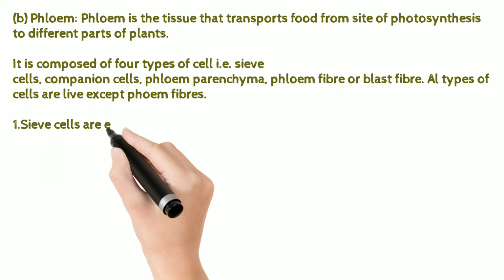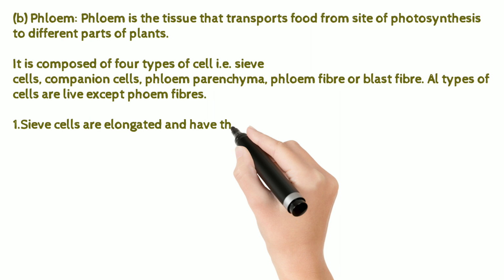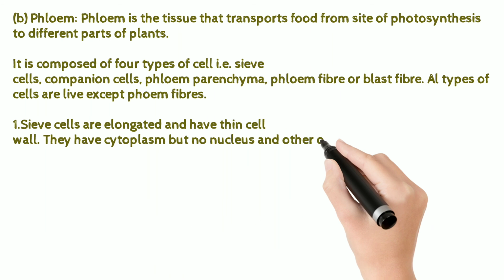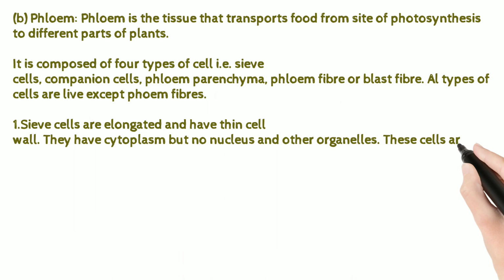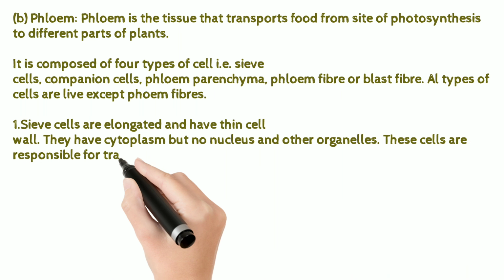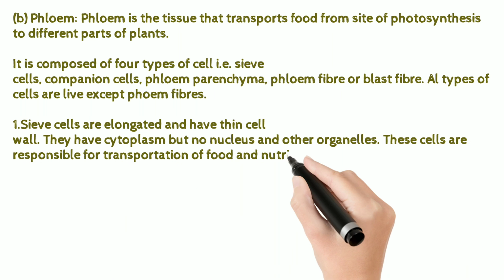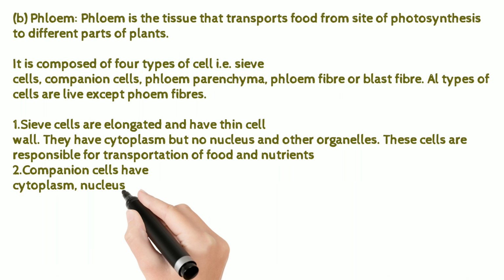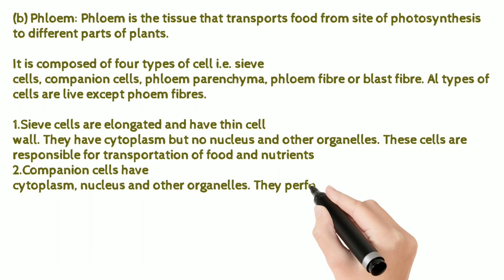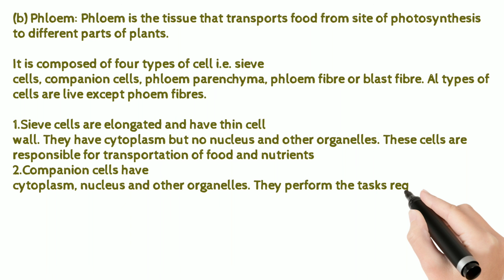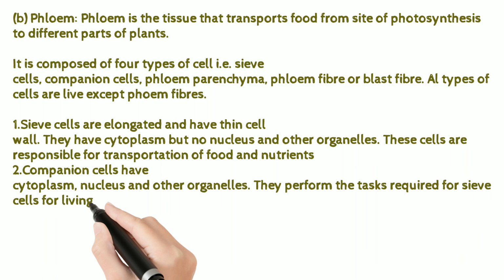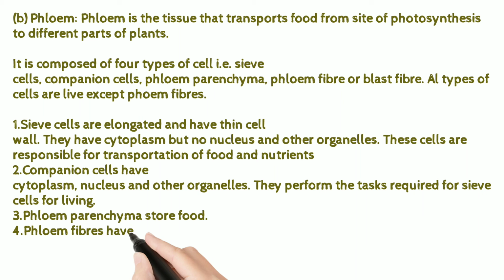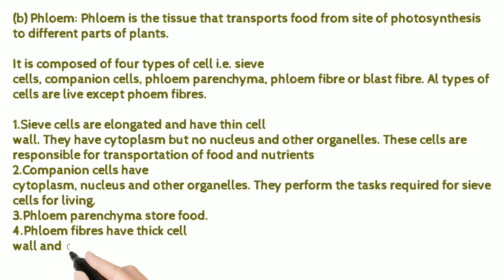1. Sieve cells are elongated and have thin cell wall. They have cytoplasm but no nucleus and other organelles. These cells are responsible for transportation of food and nutrients. 2. Companion cells have cytoplasm, nucleus and other organelles. They perform the tasks required for sieve cells for living. 3. Phloem parenchyma store food. 4. Phloem fibers have thick cell wall and they provide mechanical support to plant.